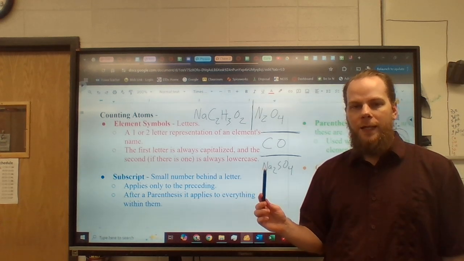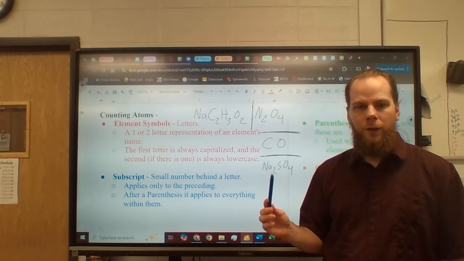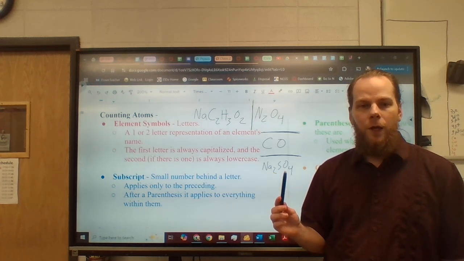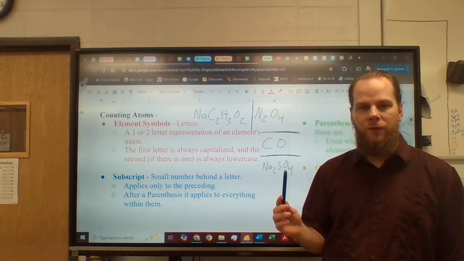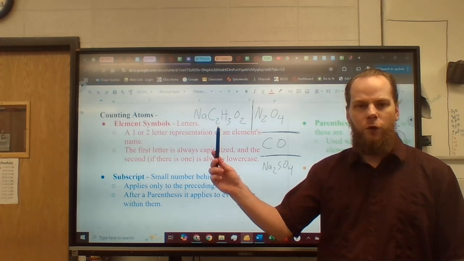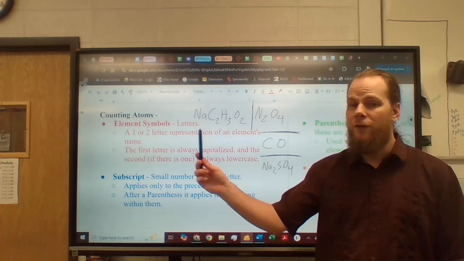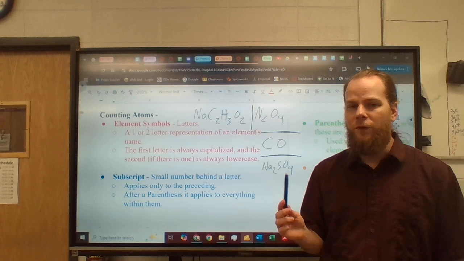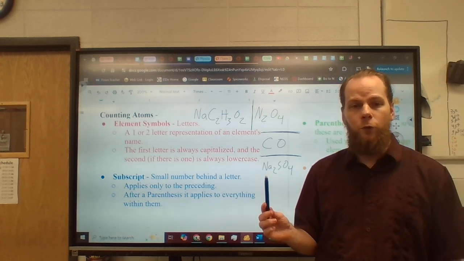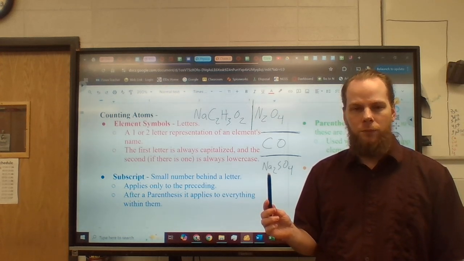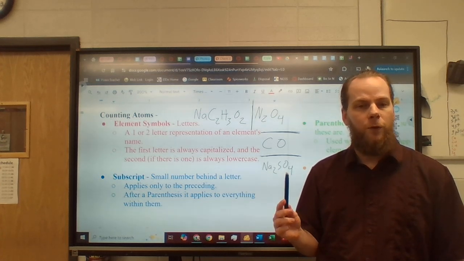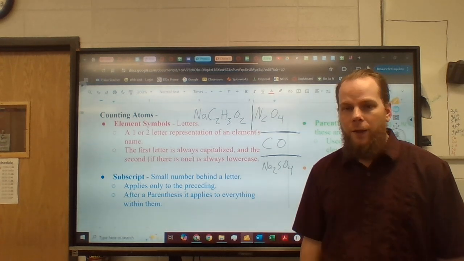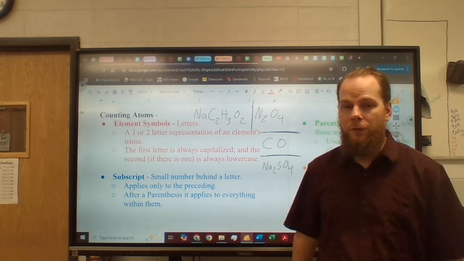Well, Na2SO4, there are 2 Nas. There's only 1 sulfur because this 4 only applies to the oxygen, just like this 2 only applies to the carbon. It doesn't apply to the sodium. So this doesn't apply to the sulfur. So 2 sodiums, 1 sulfur, 4 oxygens. Okay, so that's it for subscripts.